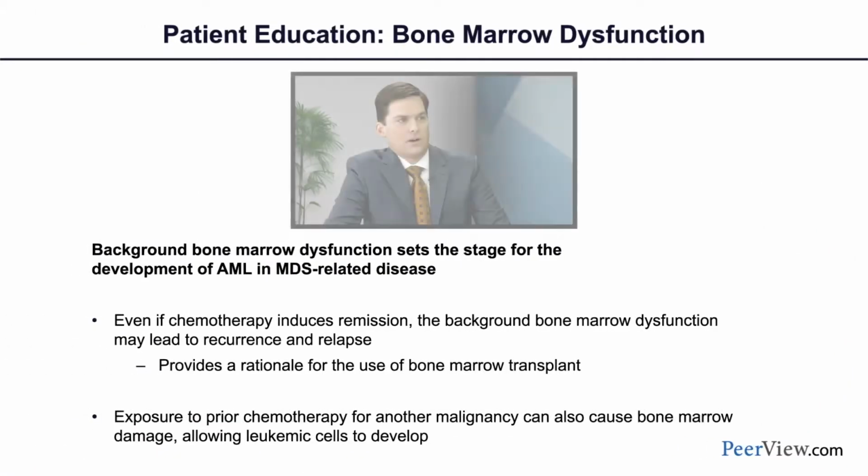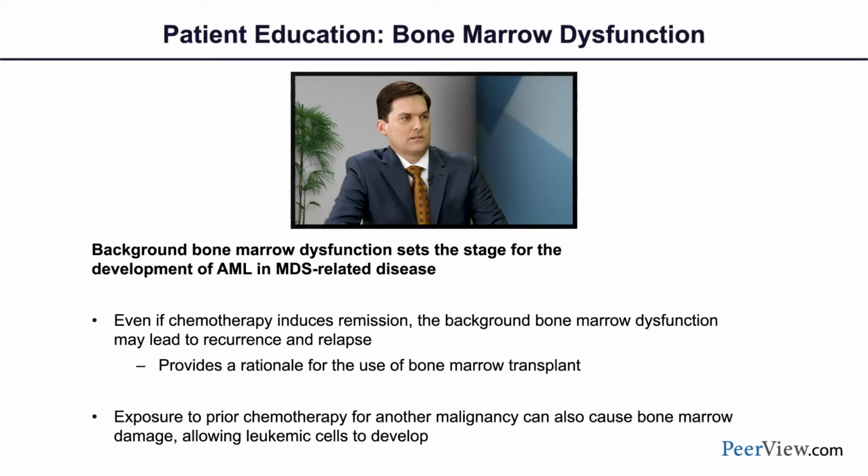Thank you, Brennan. And it's very interesting dealing with these patients. I also think it's useful to educate patients on the role that bone marrow dysfunction plays in the disease. We often have to discuss with the patients if it's MDS-related AML, the background bone marrow dysfunction sets the stage for AML to develop in the first place. Even if chemotherapy induces remission, that background dysfunction, unfortunately, still sets the stage for their recurrence and or eventual relapse. And that's one reason that we use bone marrow transplant to offer them the potential hope of a cure.